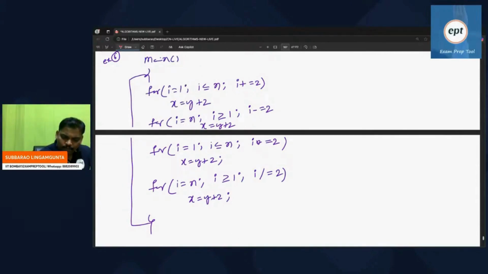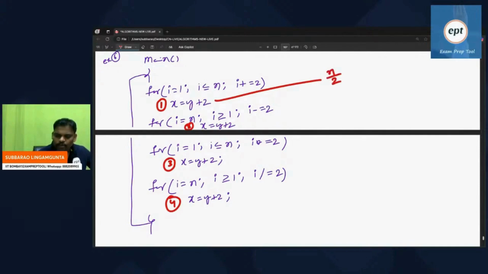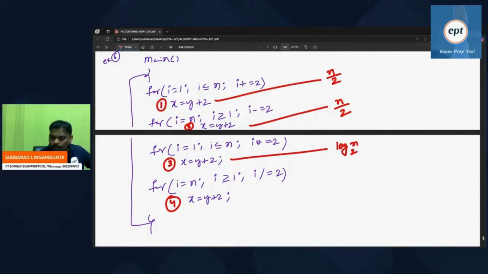It is the first statement, the second statement, the third statement, the fourth statement. There are four statements. If you see the first statement, it is always plus 2, so n by 2. The second statement is always minus 2, so n by 2. But the third statement, everyone listen, is always into 2. So remember, it is log n base 2. Always divide by 2 is also log n base 2.